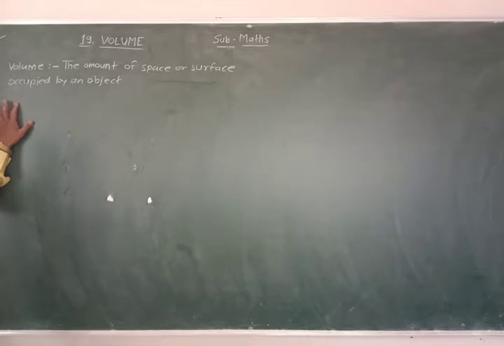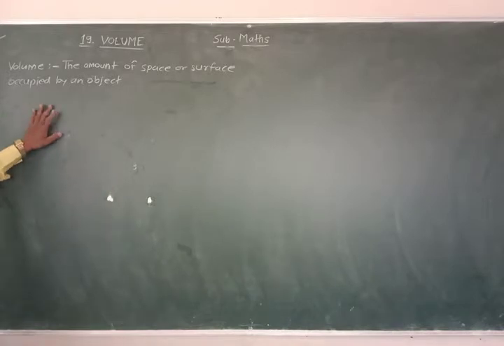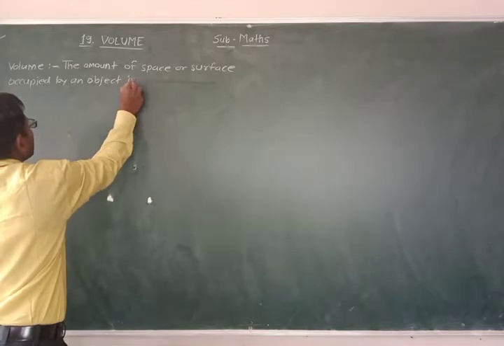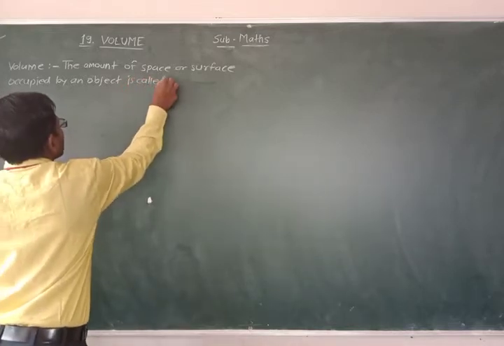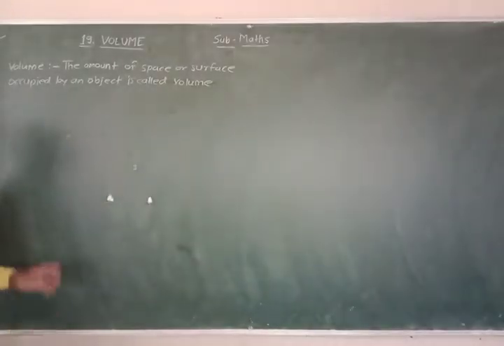First, who understood what is meant by volume? Volume means the amount of space or surface occupied by an object. This is called volume.